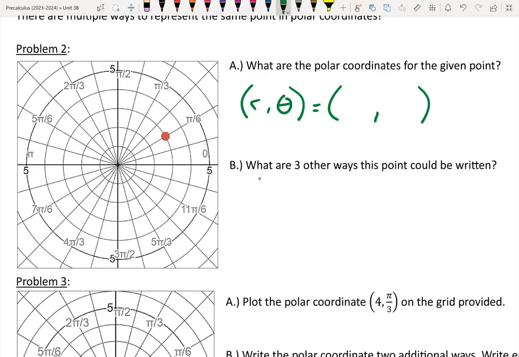All right, so what angle are we at again? Pi over 6. What is our distance from the origin? So is this our coordinate pair? Do we all agree with that?